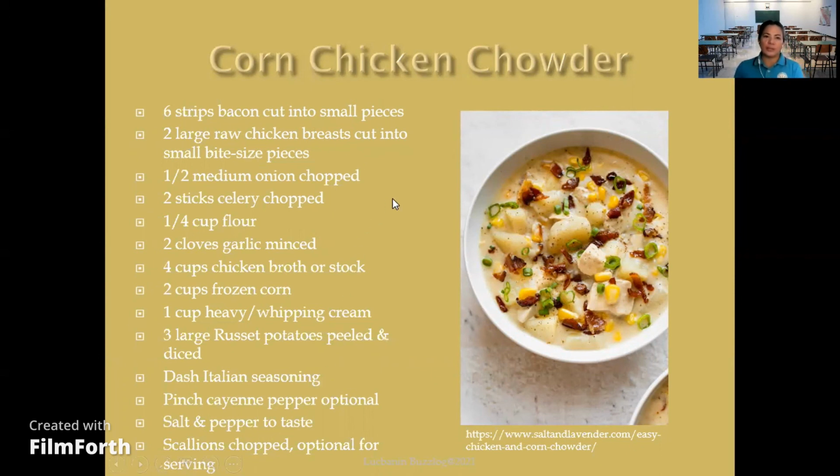So you have to have the bacon, the chicken, the onion, the celery, the flour, the garlic, the chicken broth or chicken stock, the corn, the whipping cream. Yung whipping cream or heavy cream po guys is para po mag-thicken yung iyong chowder soup. Ayan. Peeled potatoes. Tapos po a dash of Italian seasoning, the cayenne pepper, the salt and pepper to taste, scallion chopped, and kung gusto nyo pang mag-add ng something on it. So, yan. Ganyan po guys yung ingredients.